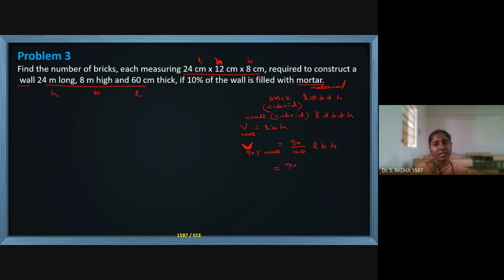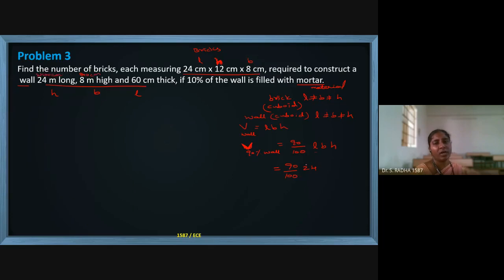Now 90 by 100, volume of the wall is 24. If you see here, the units are different. For bricks, everything they have given in centimeters. For the wall, they have given only 60 in centimeter, other two in meters. So I will change it to centimeter. So I will change it to 800 centimeter, and I will change this as 2400 centimeter.